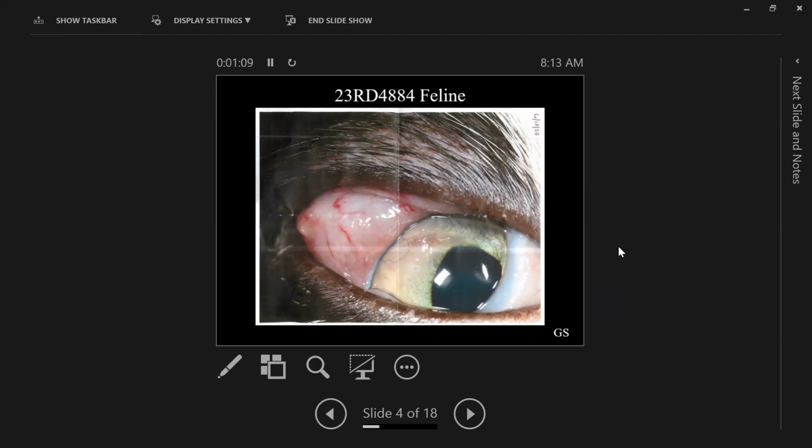All right, so moving on. The next case. This is Raymond. Oh, sorry, we're not supposed to say the name. A domestic short-haired cat, 6 years old. So the handwriting is actually a little bit hard to read.